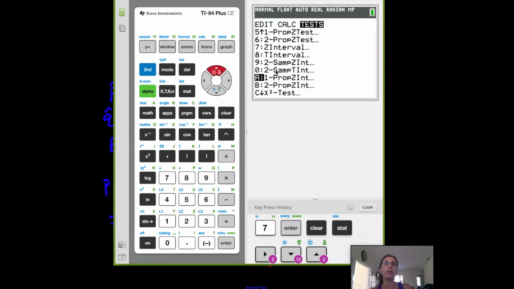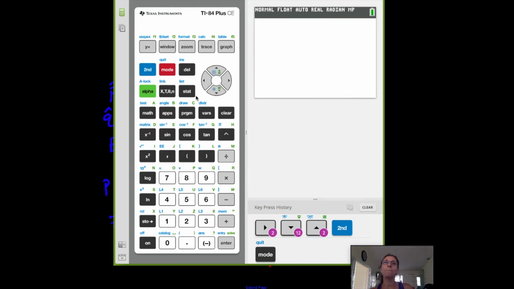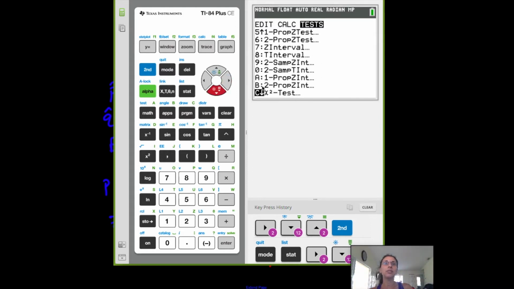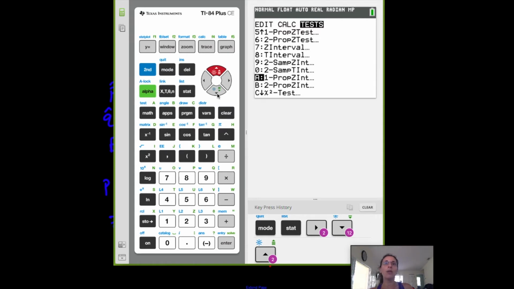Well, how do I know? I'm dealing with proportions. I'm dealing with z-scores. I want an interval. There's 1 sample, which kind of tells you how to do it. 1 prop z int. So again, how do I find that? Stat. Scroll to test, and go down past this stuff to these int stuff. We're doing intervals, and I want 1 prop z int for this because I have 1 sample. I'm dealing with a proportion, I have z-scores for proportions, and I want an interval.